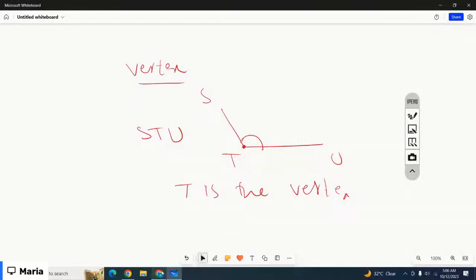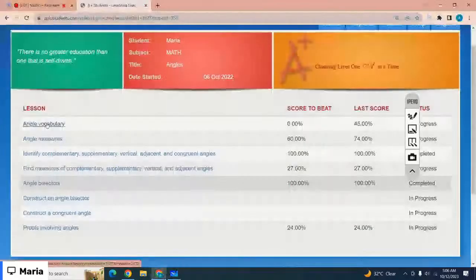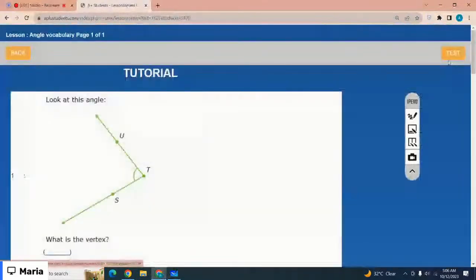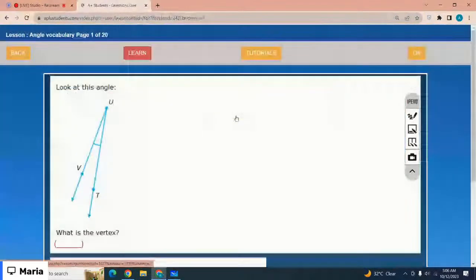Okay, let's start with the lesson vocabulary. Look at this angle. What is the vertex? Which is the correct option? Which is the vertex? U is the vertex, right? The correct option is U. U is the vertex.